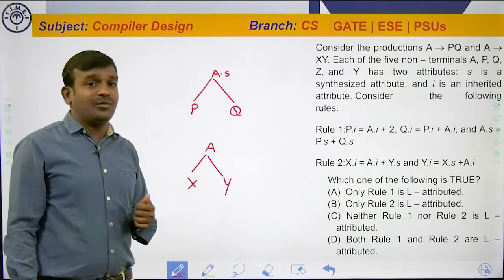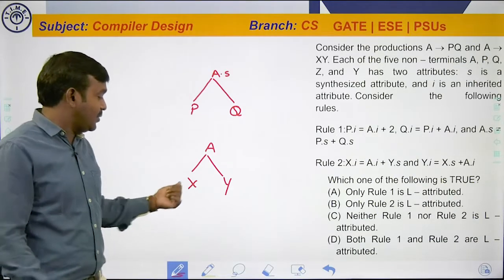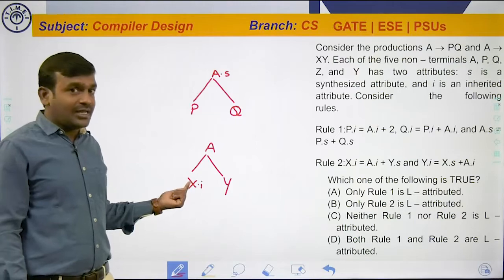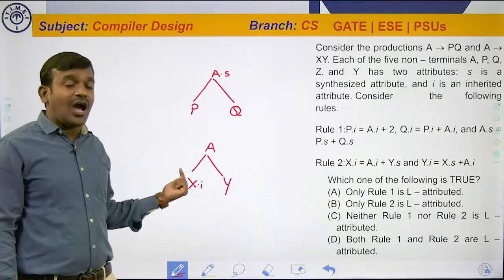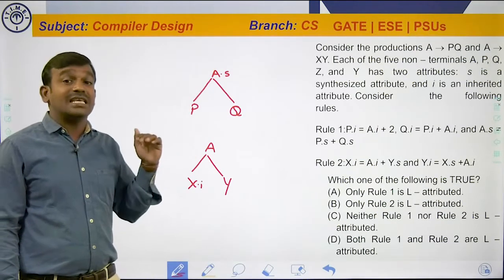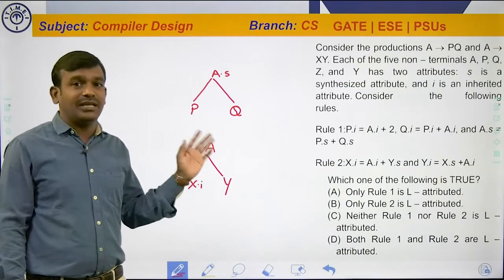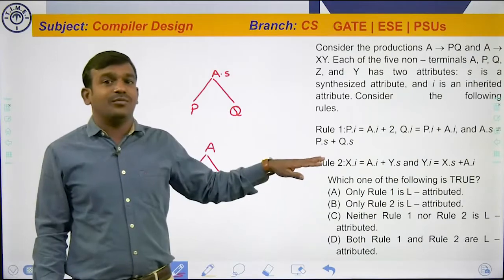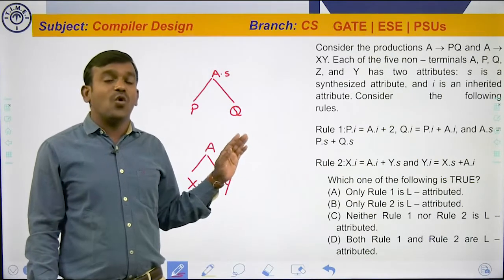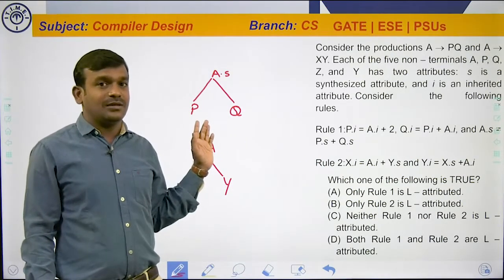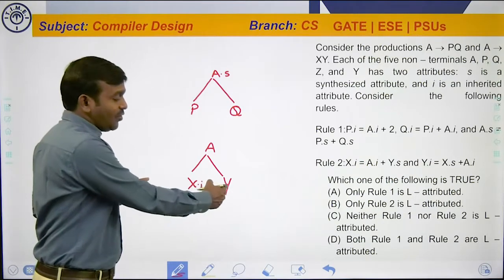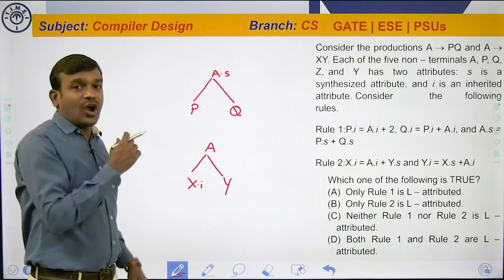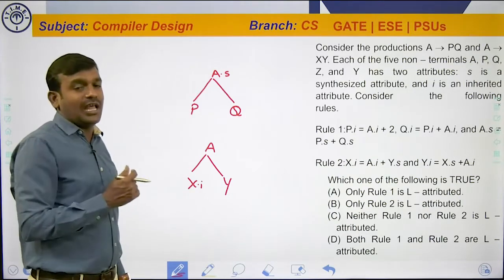Then inherited attribute means, for example, X dot I, then inherited means it can be evaluated either from the parent or any sibling. If it is an inherited attribute, any sibling can be used, but if you want to use such inherited attributes in L attributed, they must be evaluated only from the left hand side siblings. So if X dot I is equivalent to Y dot I, meaning X depends on Y, we can call it inherited, but that cannot be used in L attributed.